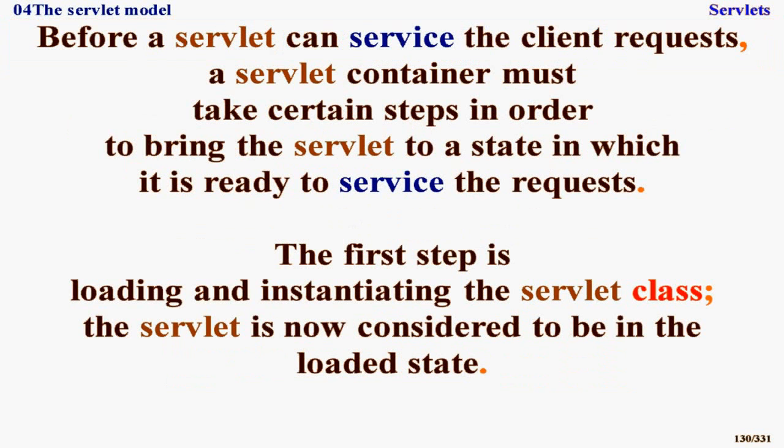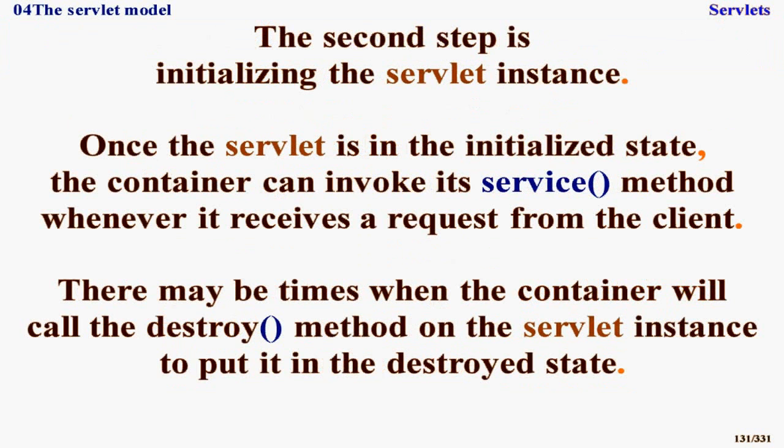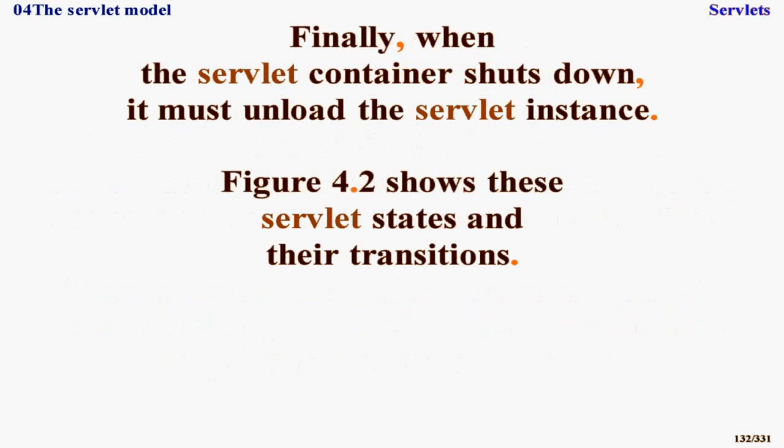The first step is loading and instantiating the servlet class. The servlet is now considered to be in the loaded state. The second step is initializing the servlet instance. Once the servlet is in the initialized state, the container can invoke its service method whenever it receives a request from the client. There may be times when the container will call the destroy method on the servlet instance to put it in the destroyed state. Finally, when the servlet container shuts down, it must unload the servlet instance.